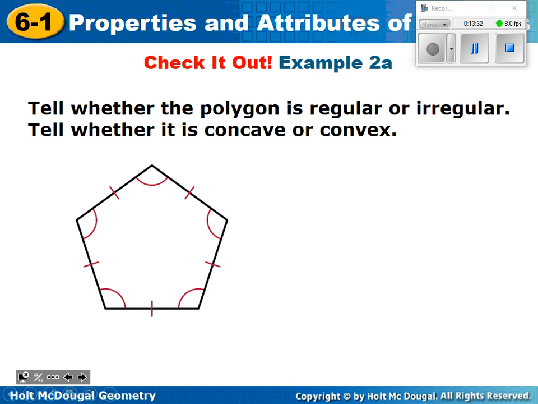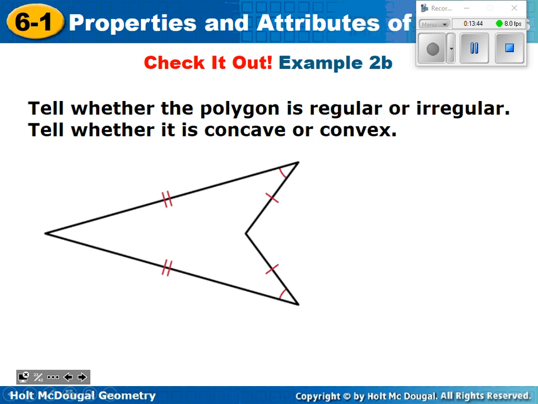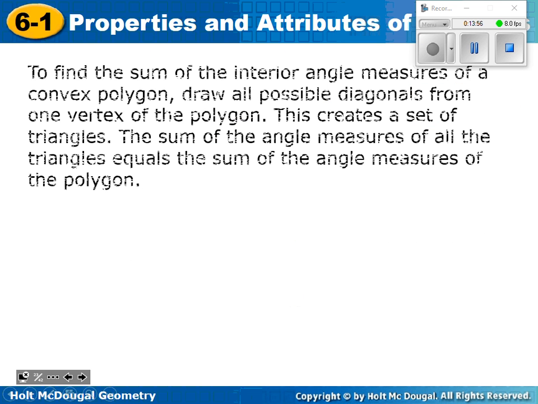All right, next one here. Regular or irregular? Regular, concave, or convex? Convex. And here, regular or irregular? Concave or convex? Concave. Again, it's caving in on itself, and we have a diagonal that would land outside if we connected them. Okay, any questions on those?